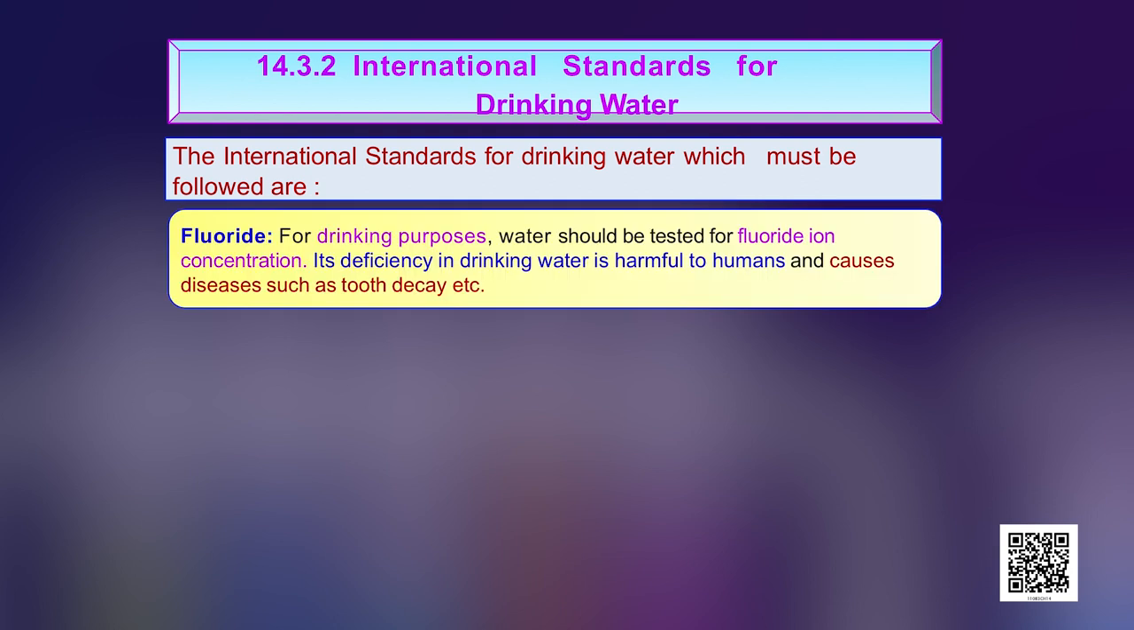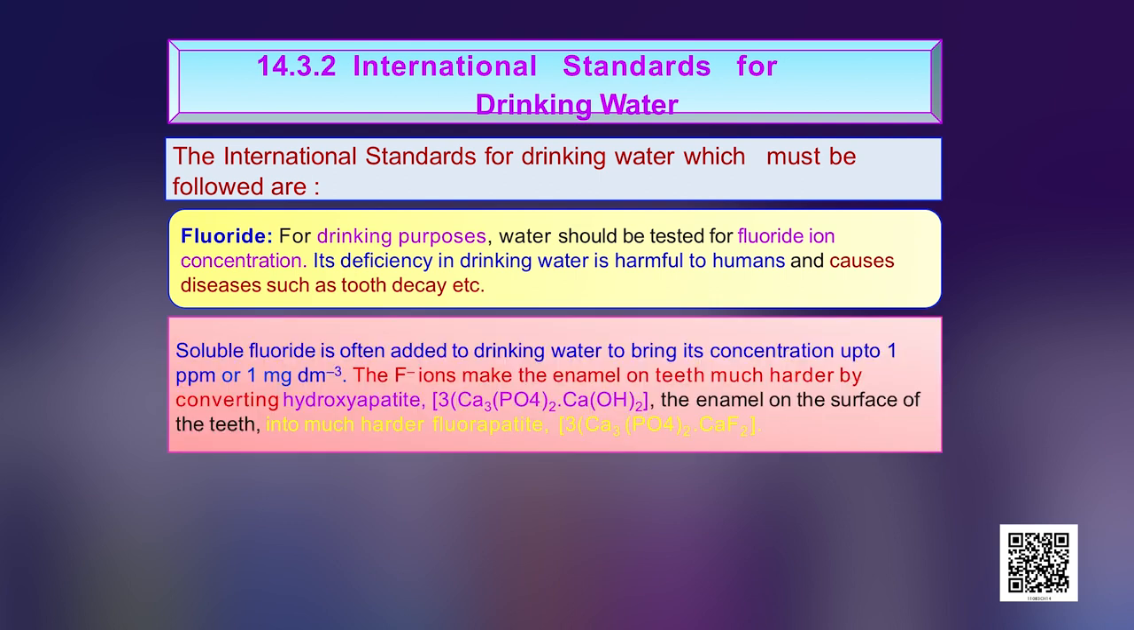For drinking purposes, water should be tested for fluoride ion concentration. Its deficiency in drinking water is harmful to humans and causes diseases such as tooth decay, etc. The soluble fluoride is often added to the drinking water to bring its concentration up to 1 ppm or 1 milligram per decimeter cube. The fluoride ions make the enamel on the teeth much harder by converting the hydroxyapatite.